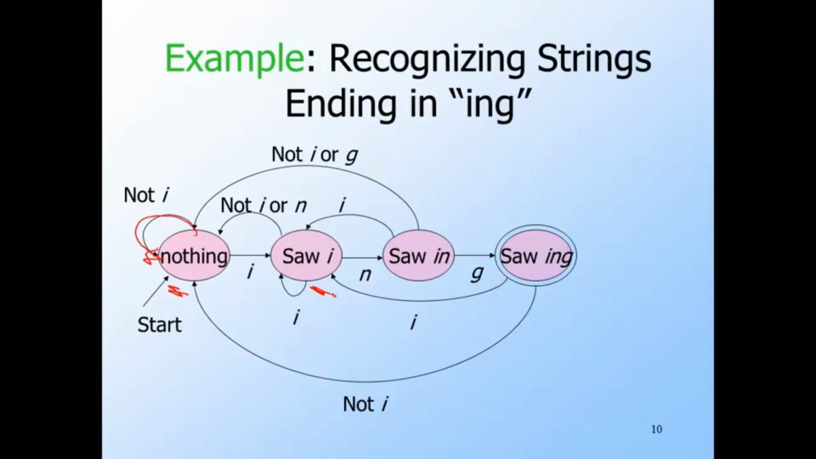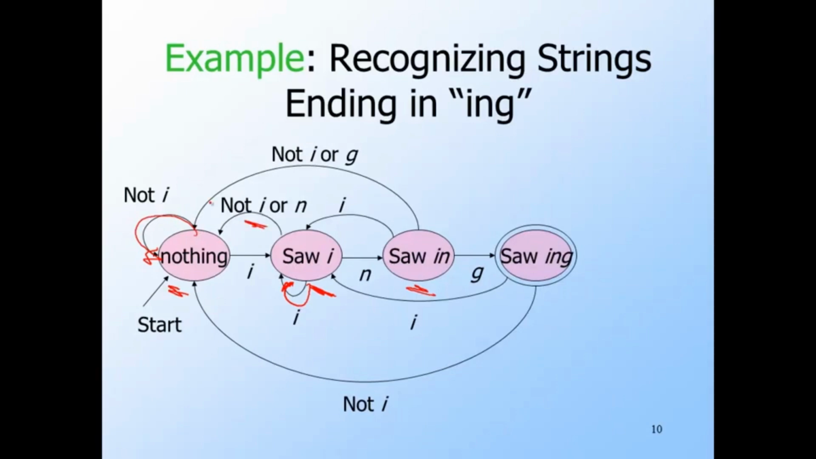Now, from the saw I state, if we next see an N, then we have made more progress. We go to state saw IN. If we see another I in state saw I, then we've not made progress, but neither have we lost ground. We may be reading a word like skiing with a double I. Thus, the transition from state saw I on I is to itself. On any symbol other than I or N, we go back from saw I to the start state.